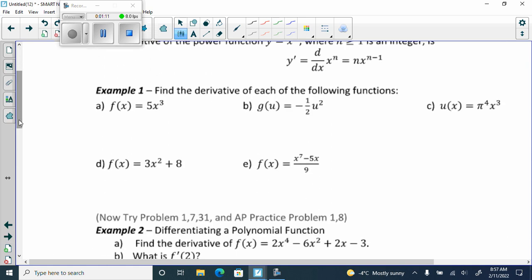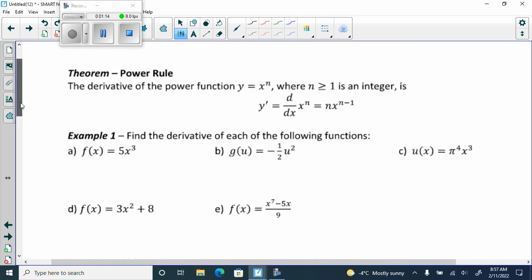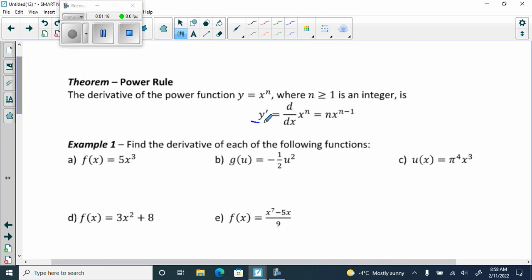Power rule. We're so good at this one. So this is the definition of power rule. We can do y prime, or if we use d over dx, if they go d over dx of x to the n, this means the derivative with respect to x of x to the n.